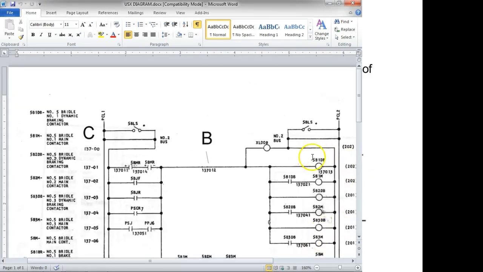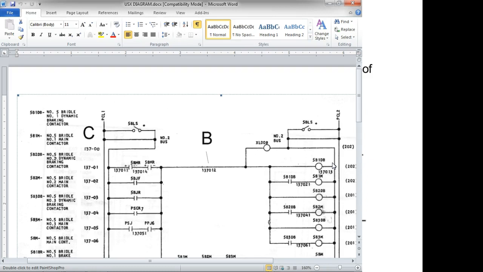So these are the coils, and they give the coils names. Since the name doesn't fit, this coil right here is called 5B1DB. And since it doesn't fit inside the coil, it's going to be up above it, right? You understand that? And so all these coils are going to have names.